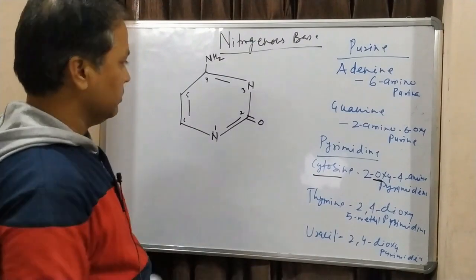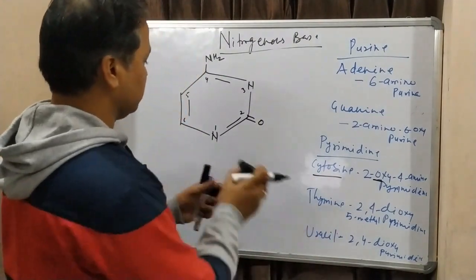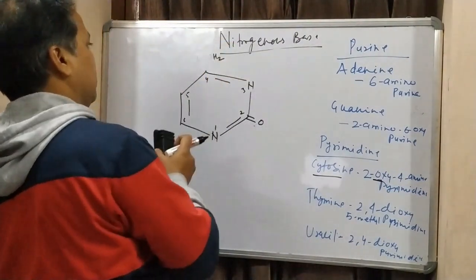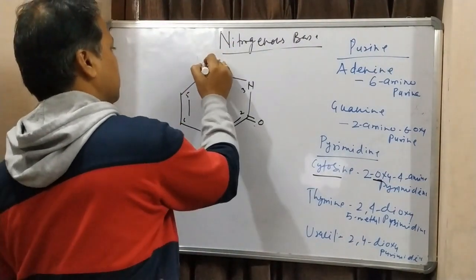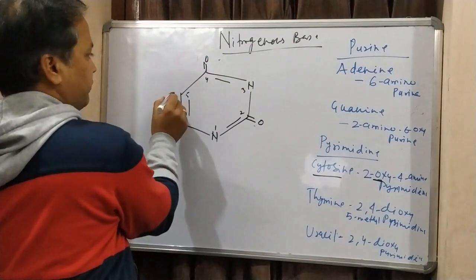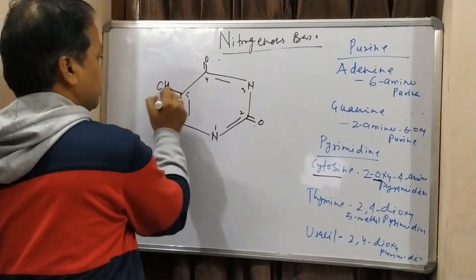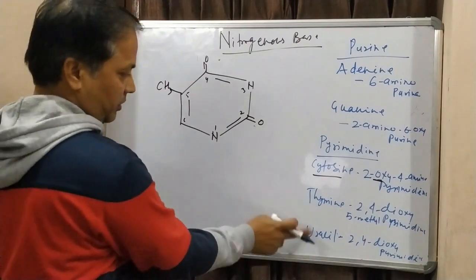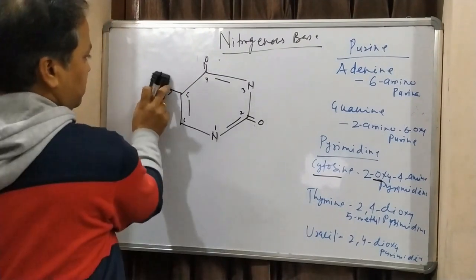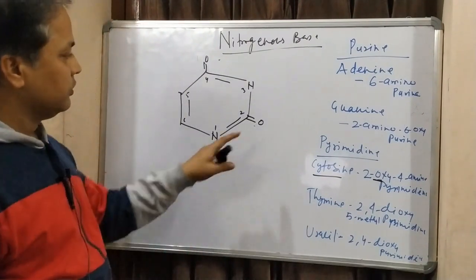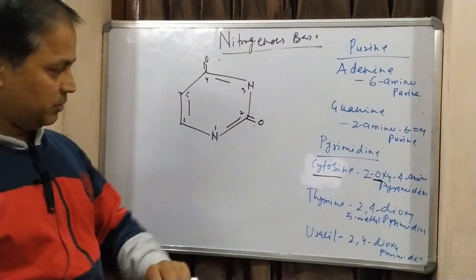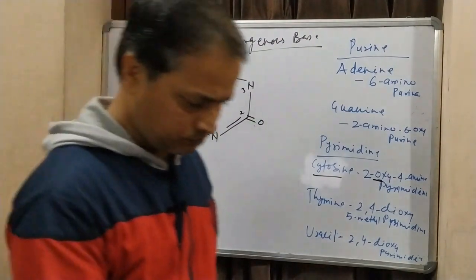Similarly, thymine will be 2,4-dioxy. At the second place oxy, at the fourth place again oxy, and at the fifth place we will have a methyl group. So this is thymine. The difference between thymine and uracil is that thymine has this methyl group, whereas uracil does not. So uracil is 2,4-dioxypyrimidine.